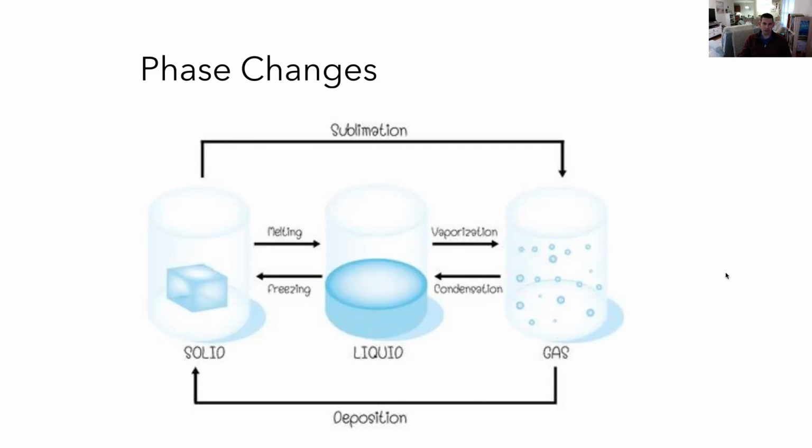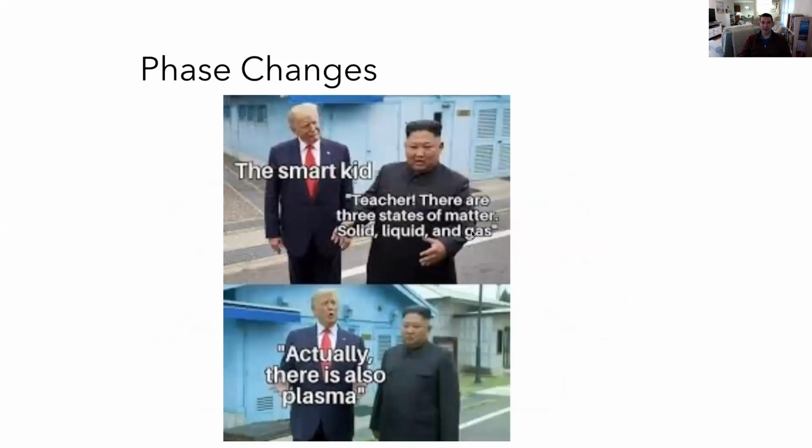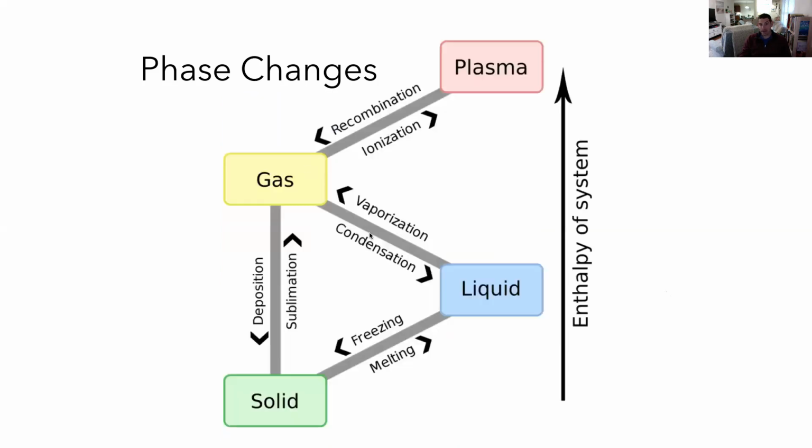So I said we're going to talk about the 3 states of matter today, and this is my favorite meme. Teacher: there are 3 states of matter: solid, liquid, and gas. And you got the smart kid: actually, there's also plasma. Yes, there's plasma, but we don't really use it all that much on Earth. To go to the plasma state, you need to have a gas, and you either would ionize the gas to make it plasma, or you would have to recombine it.